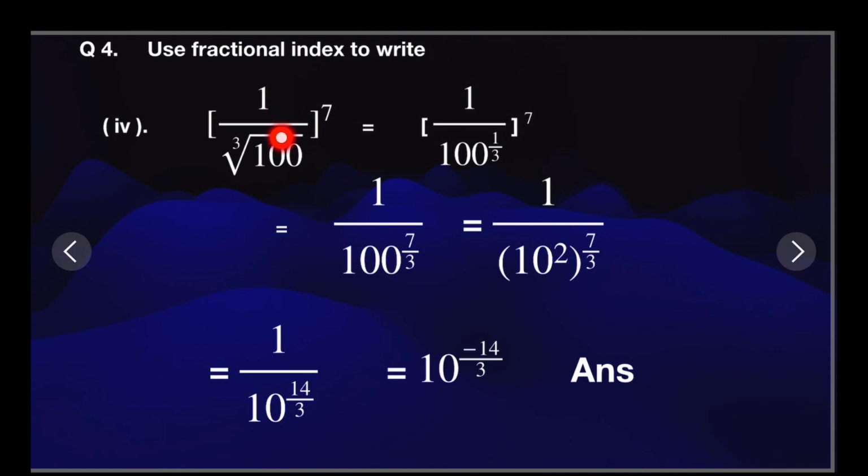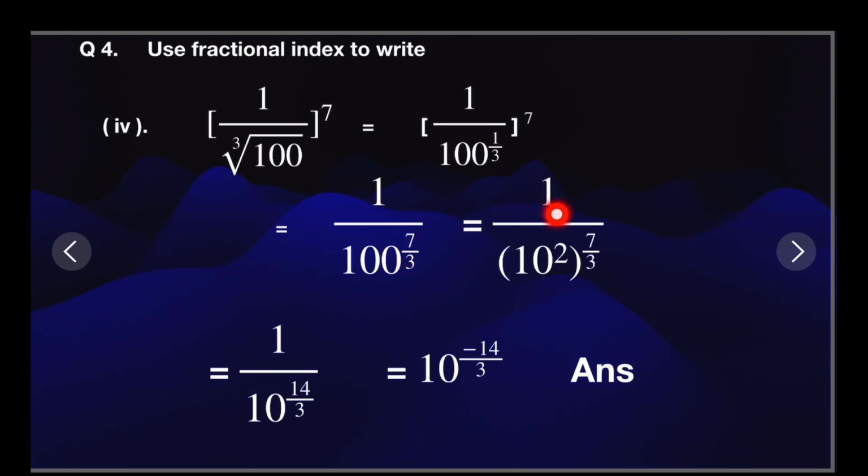4. 1 upon cube root of 100 raised to 7. So, let's rewrite it in the fractional index. So, it will become 100 raised to 1 upon 3 here. Then, you multiply. So, 1 raised to 7 is 1 only upon 100 raised to 1 upon 3 multiplied by 7 is 7 upon 3.